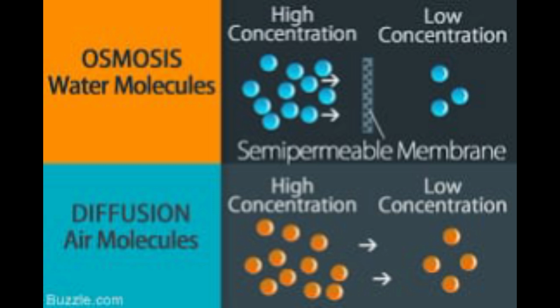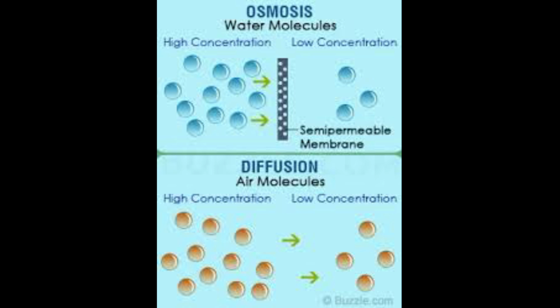We have studied the process of diffusion in earlier chapters. We saw that there is a spontaneous movement of a substance from a region of high concentration to a region where its concentration is low.